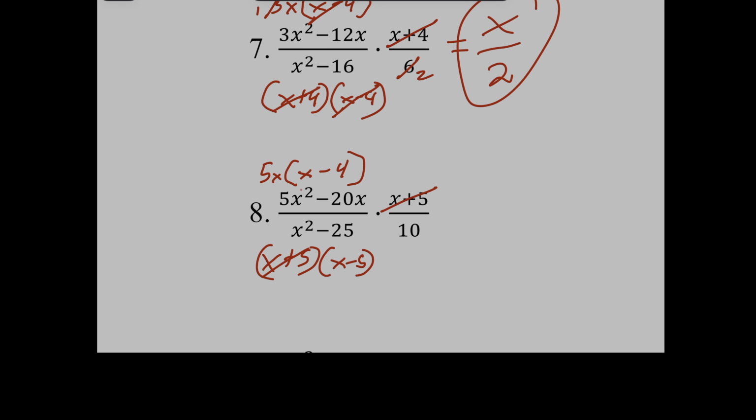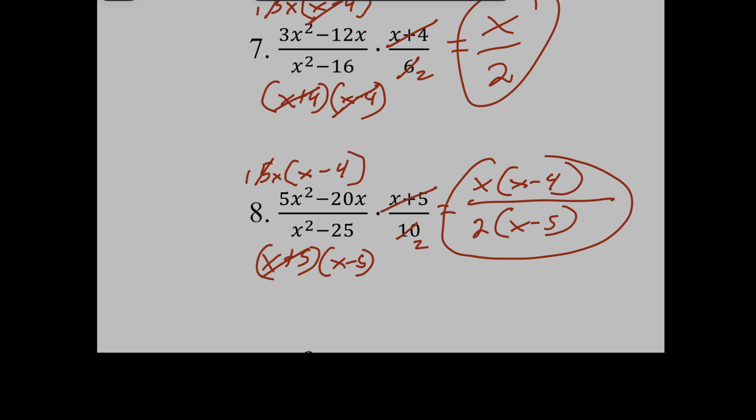I have a 5 and a 10 that can reduce to a 1 and a 2. So my answer, and you write it like this. On top, it's just going to be x parenthesis x minus 4. And on bottom, you're going to put the 2 in front of the parenthesis, x minus 5. There's nothing else I can factor. I can't do the x's. Okay, that's it. Boom. Okay?